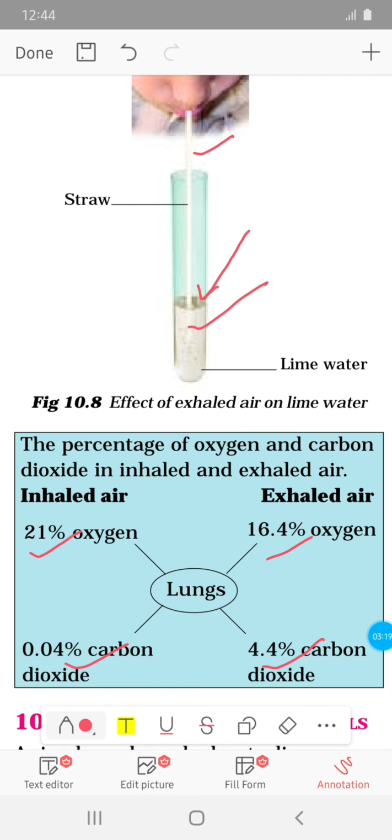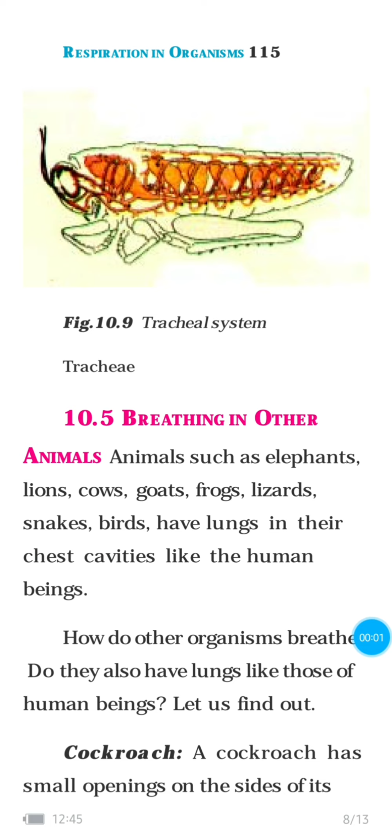So far we have discussed how we breathe. What about other animals? Let us discuss. Animals such as elephants, lions, cows, goats, frogs, lizards, snakes, birds have lungs in their chest cavities like human beings. How do other organisms breathe? Do they also have lungs like those of human beings?